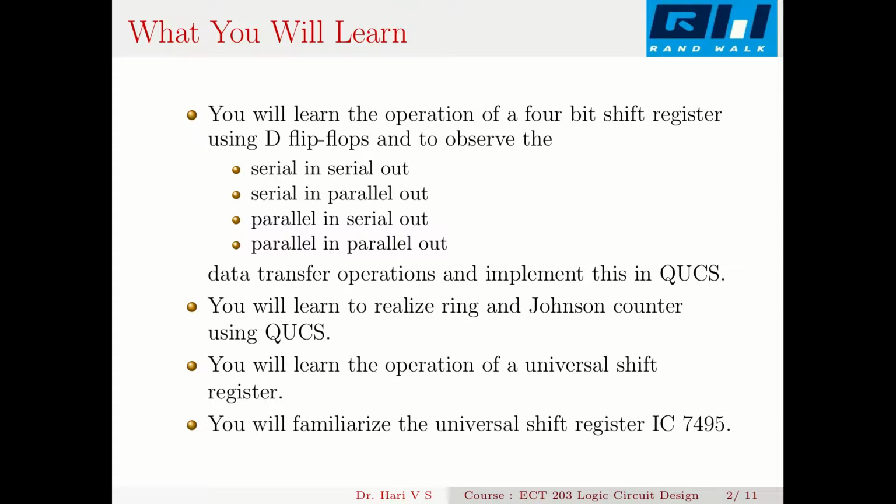So you will understand these 4 data transfer operations and you will implement this in QUCS. Then you will learn to realize the ring and Johnson counter using QUCS. Okay, how to convert a shift register into a ring counter or a twisted ring counter or a Johnson counter. Then you will learn the operation of a universal shift register. You will see the demonstration in QUCS, and then you will familiarize a universal shift register IC called 7495. So these are your learning outcomes from this session.